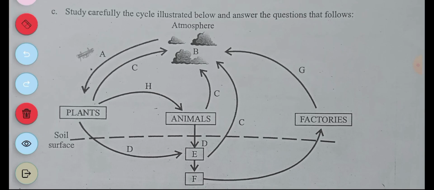So we are asked to study carefully the cycle illustrated below and answer the questions that follow. So we have atmosphere here, we have factories, animals, plants, and soil surface. These are the only clues we are given in the diagram we have, but we have clouds over here and arrows scattered all over.